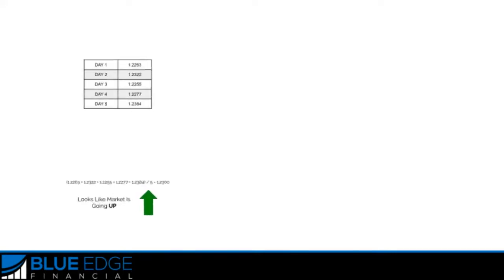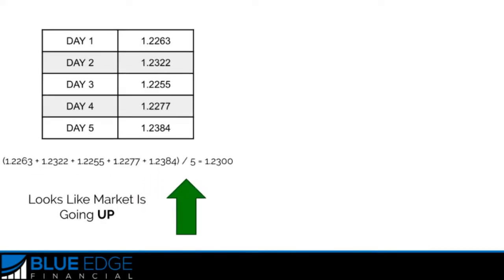Let's start with an example of how SMAs can be distorted by spikes in the market. So let's say we plot a 5-period SMA on a daily chart. The closing prices for the last 5 days are as follows. Day 1 is 1.2263, day 2, 1.2322, day 3, 1.2255, day 4, 1.2277, and day 5, 1.2384.